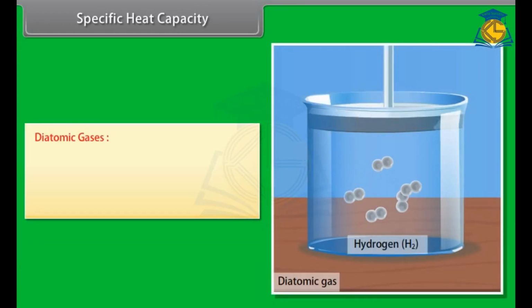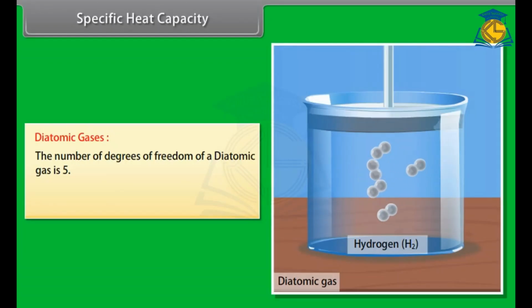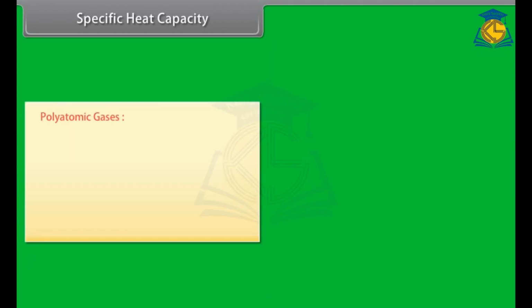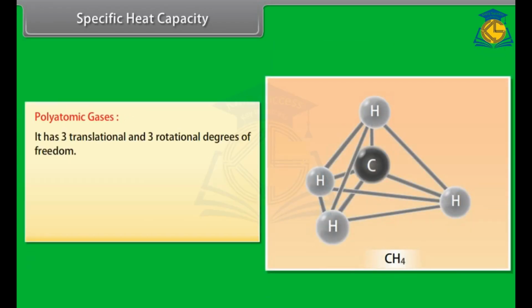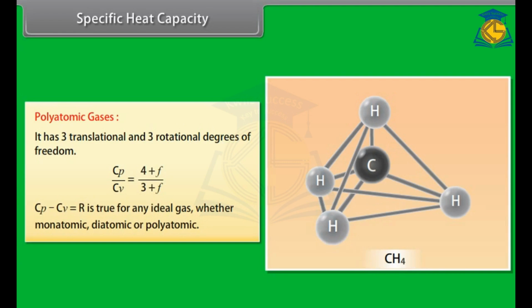Diatomic gases. The number of degrees of freedom of a diatomic gas is 5. Cp by Cv is equal to 9 by 7. Polyatomic gases. It has 3 translational and 3 rotational degrees of freedom. Cp by Cv is equal to (4 plus F) upon (3 plus F). Cp minus Cv is equal to R is true for any ideal gas, whether monoatomic, diatomic or polyatomic.